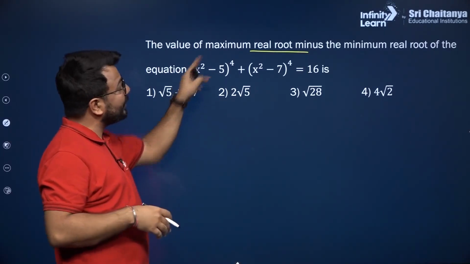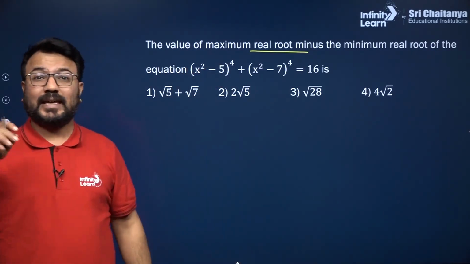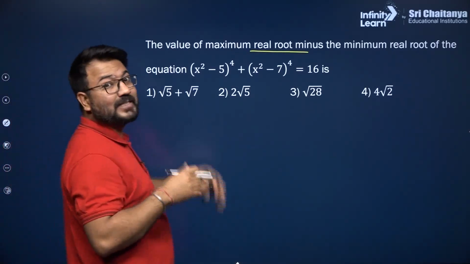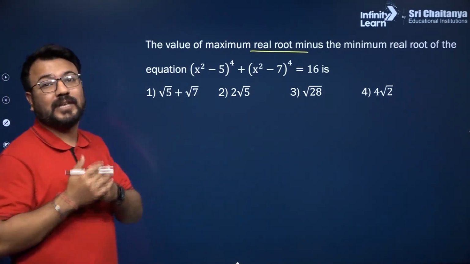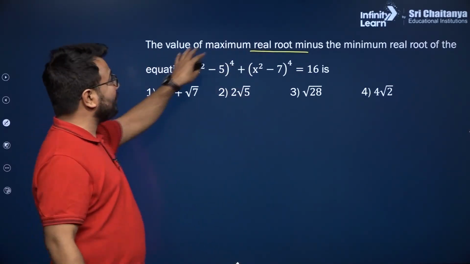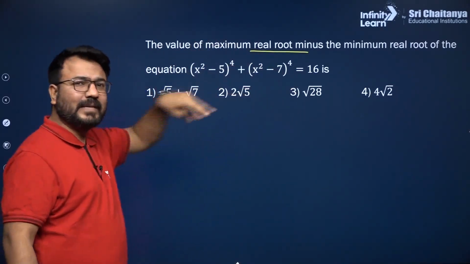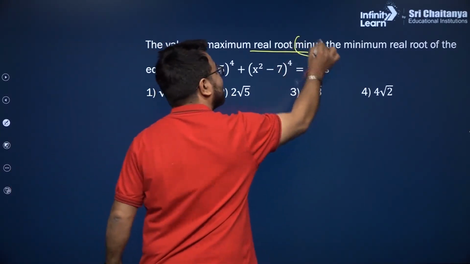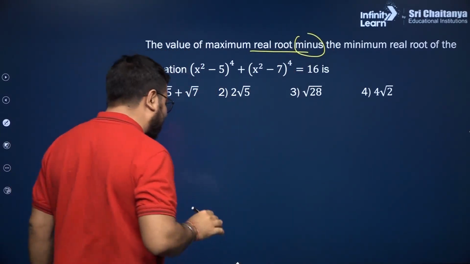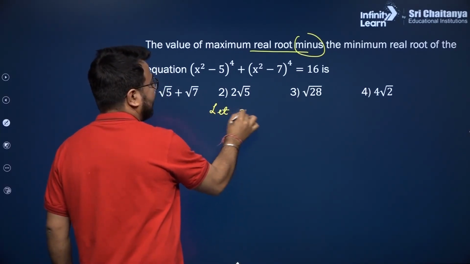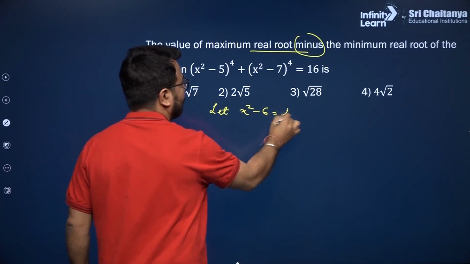since it is a biquadratic expression, we can observe here x square raised to the power 4, it will be x raised to the power 8. So it can have a total of 8 roots, out of which some can be real roots and some can be imaginary roots. But they're talking about the real roots only. So they are talking about the maximum value of the real root and the minimum real root. Okay, and we need to find the difference between them. So how will I be able to do this question? So basically I'll assume here, let x square minus 6 be equal to t.